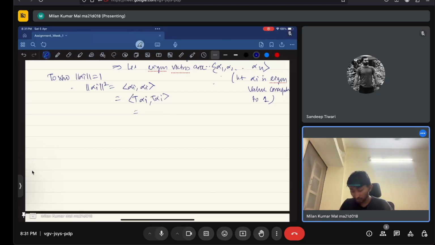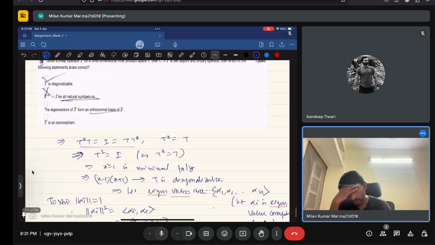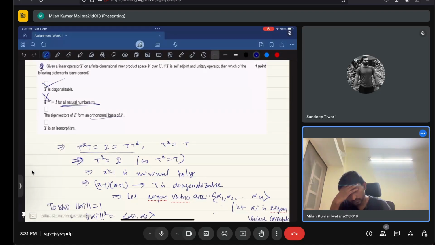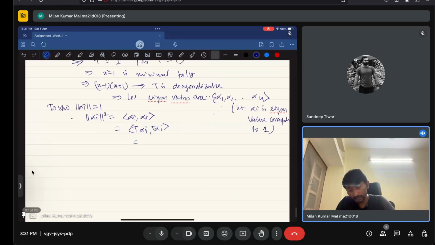I think this is not in the options here. No, this is an option. Orthonormal. Why is that orthonormal? T is an isomorphism, that is for sure, because T is unitary, so that is an isomorphism, there is no problem. Eigenvectors of T form an orthonormal basis. Yeah, that can be done, but there is some process which I don't want to involve here.